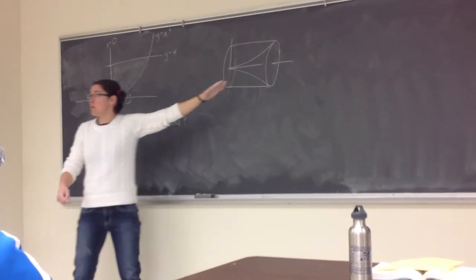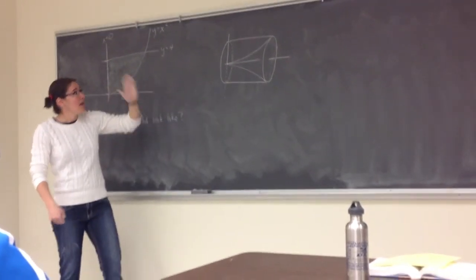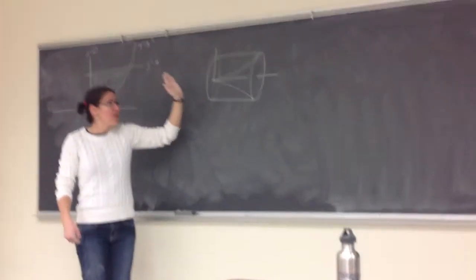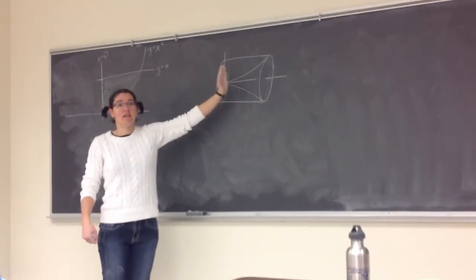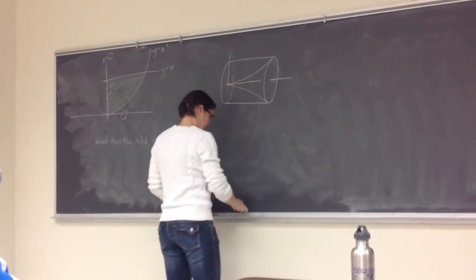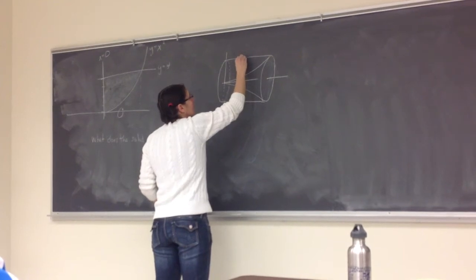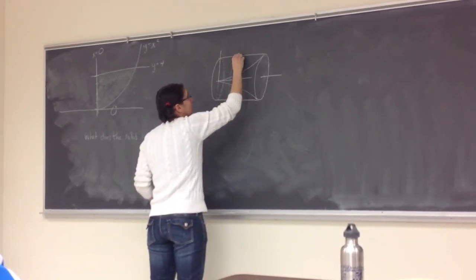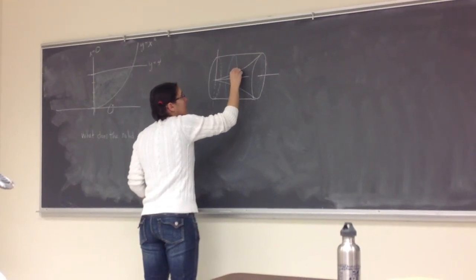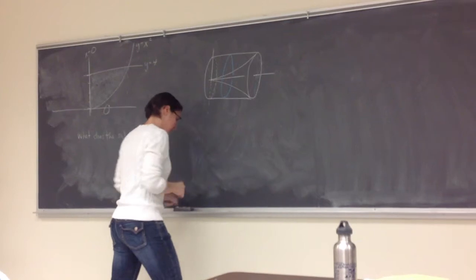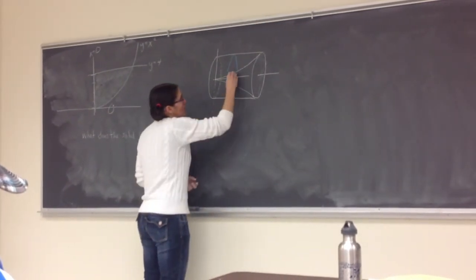Now, what we want to do with this is take our solid and slice it perpendicular to the axis of rotation. And so when we slice, slice, slice, slice, a typical slice is going to be round on the outside, but it's also going to have a hole out of the middle.